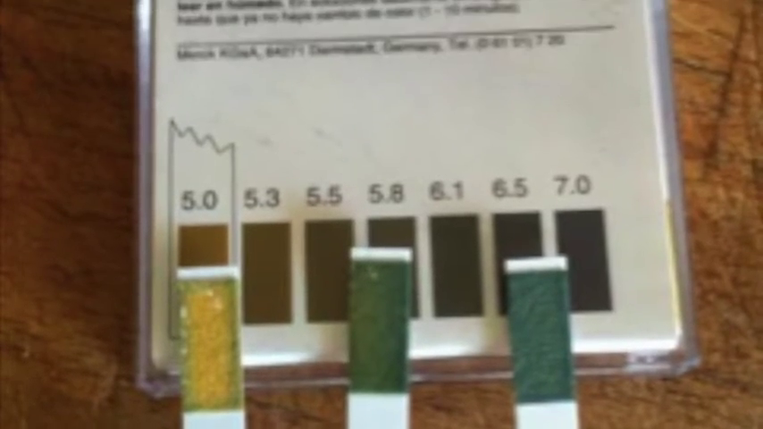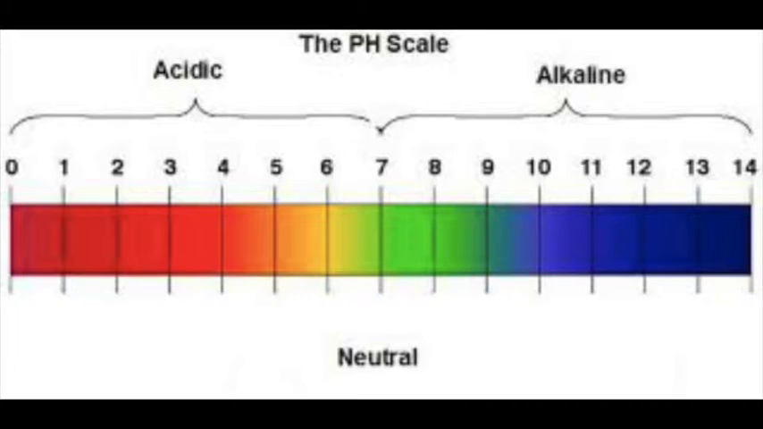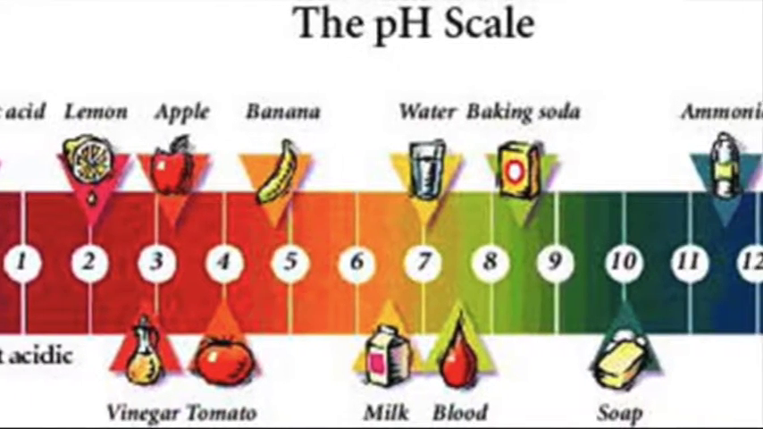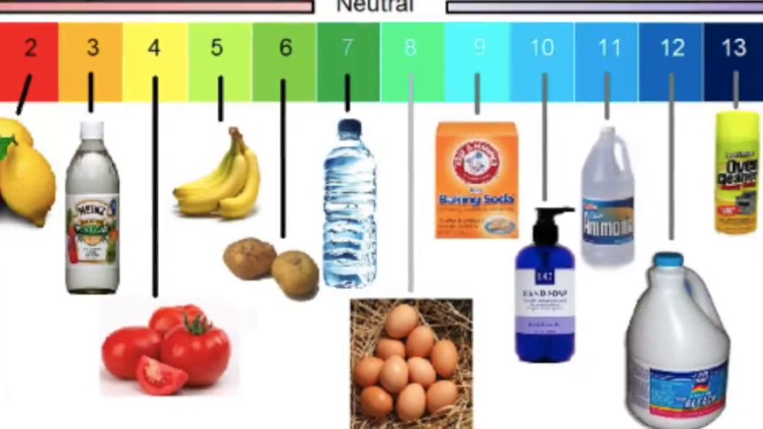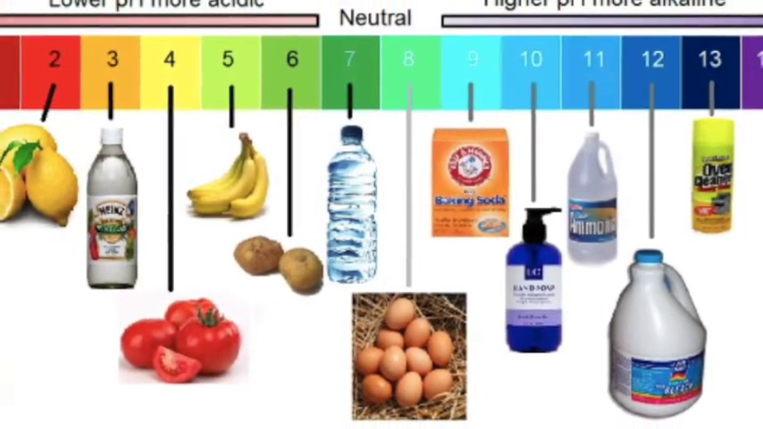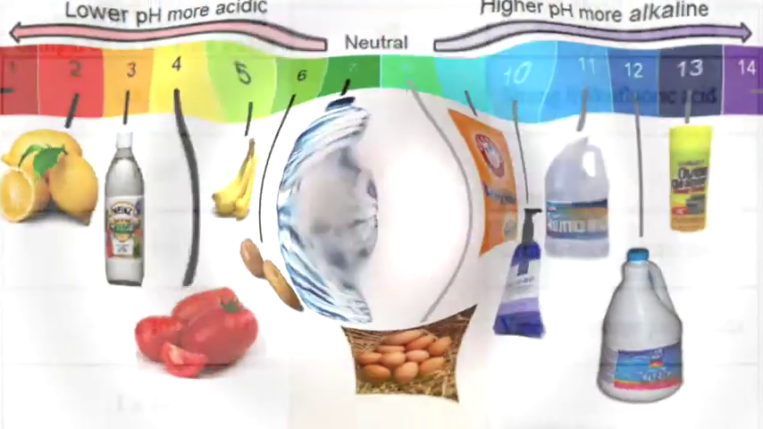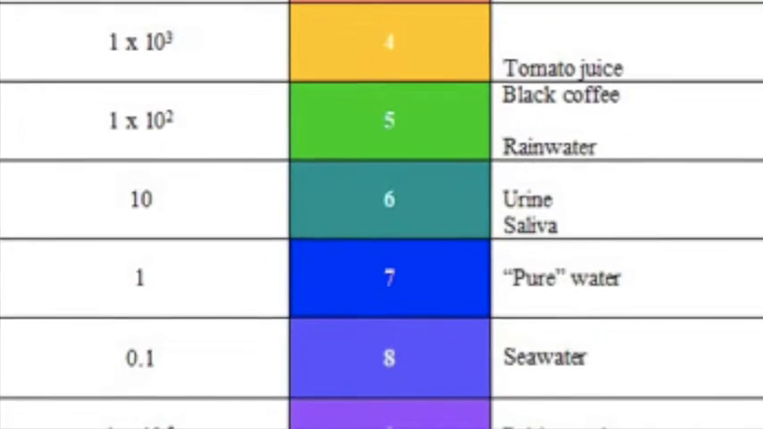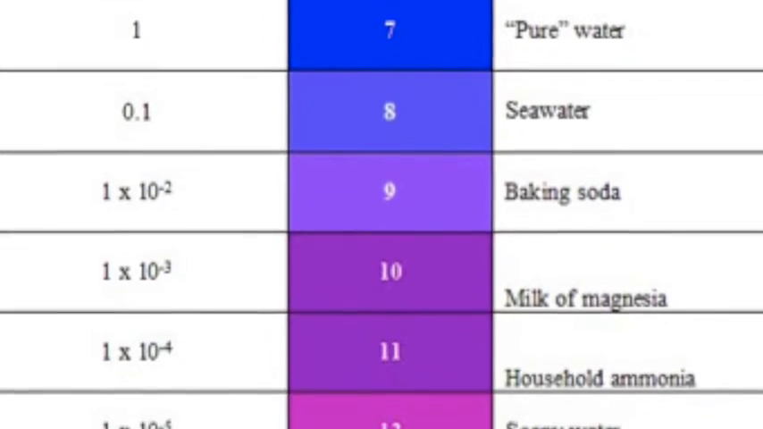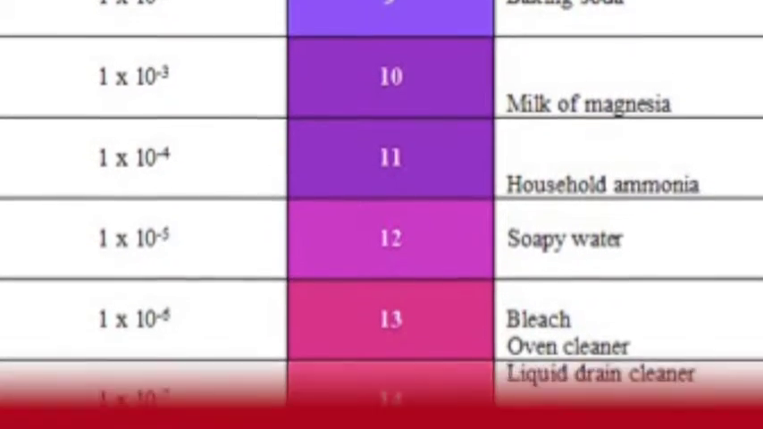Definition of pH: it is the logarithm of the hydrogen ion concentration of a solution. The pH scale measures how acidic or basic a substance is. The scale is from 0 to 14, where 0 to 6 is acid, 7 is neutral, and 8 to 14 is basic.